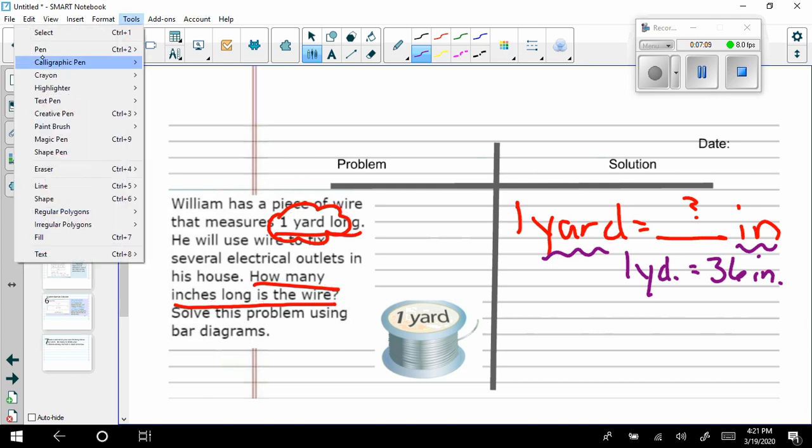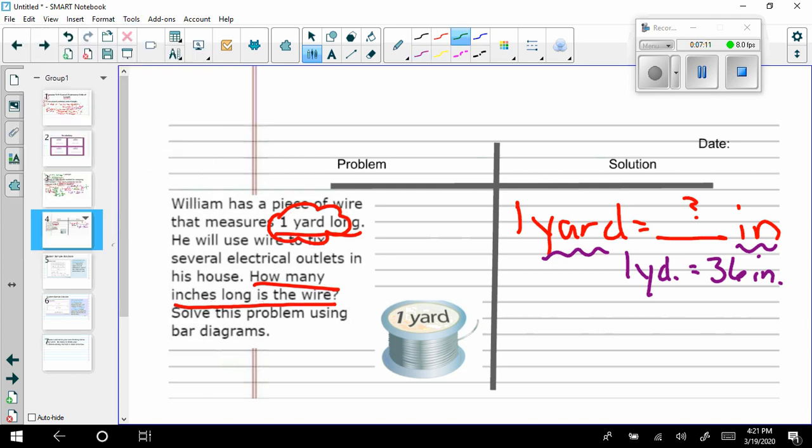Then, third step is bigger to smaller, smaller to bigger. Well, a yard is bigger, so we're going bigger to smaller, so we need to multiply. Now the fourth step is we're going to solve our equation. Well, if there's 1 yard, 1 times 36 is 36. So 1 yard is 36 inches. So how many inches long is the wire?